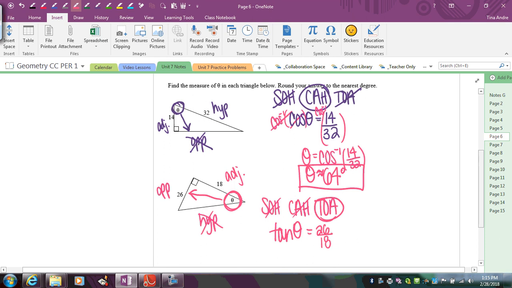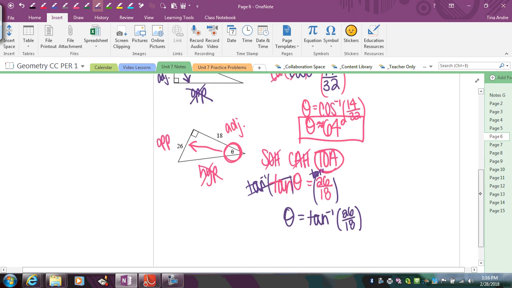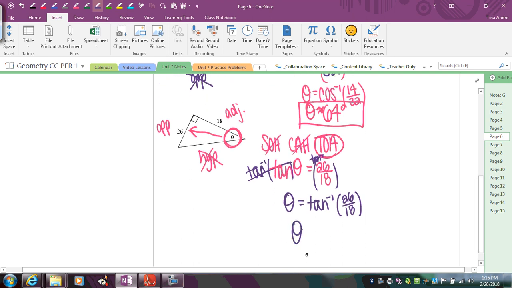Again, I don't want to put tan of theta over 1 and cross multiply, because I'm trying to solve for the angle, which means I need to get rid of tan. So I need to undo that by taking tan inverse of both sides. Those cancel, and I'm left with theta equals tan inverse of 26 over 18. Then we type that into our calculator: go to the trig button, tan inverse 26 over 18, and we end up with 55.3048. Again, we round that to the nearest degree, so it's approximately 55 degrees.